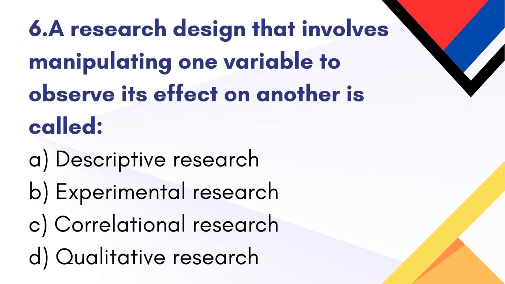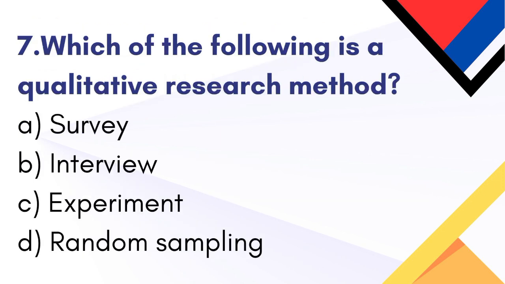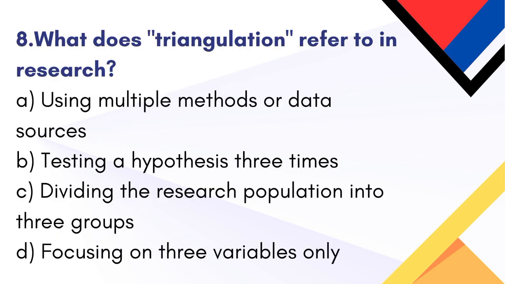A research design that involves manipulating one variable to observe its effect on another is called descriptive research, experimental research, correlational research, qualitative research. Which of the following is a qualitative research method? Survey, interview, experiment, random sampling. What does triangulation refer to in research?